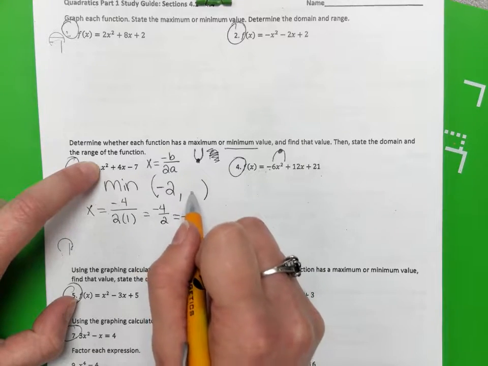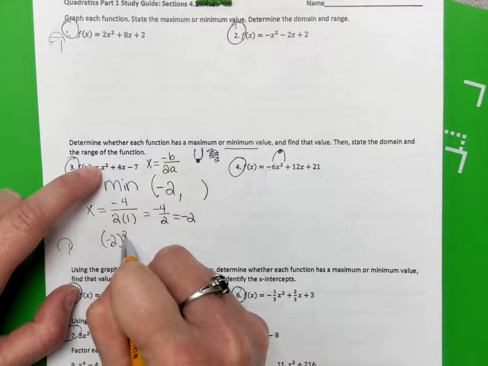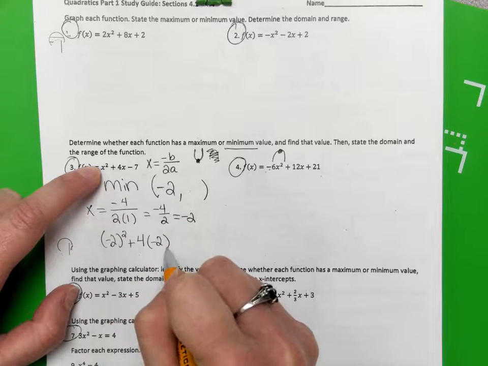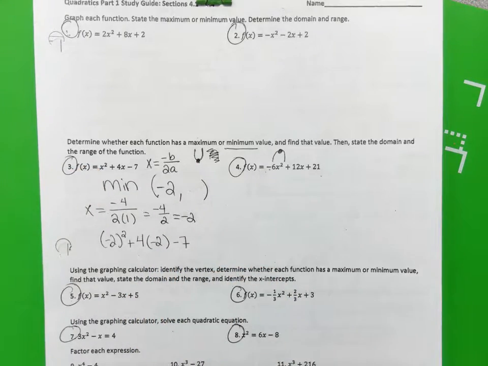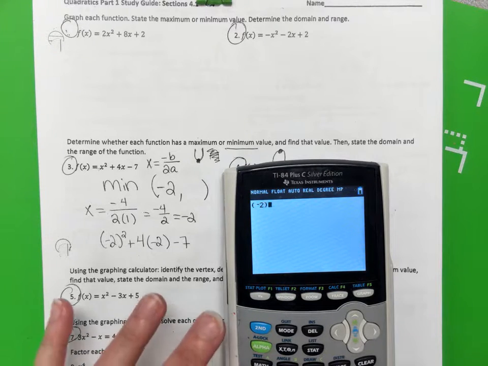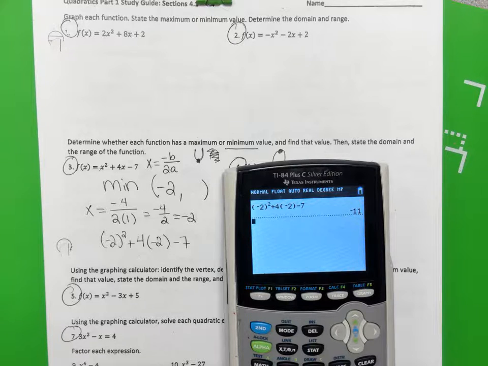All right, so how do we find this y value? We plug in negative 2. So instead of x squared, it's negative 2 squared, plus 4 times x becomes times negative 2, and then minus 7. And then you just literally plug it in. Don't forget your parentheses. Do we put it in y equals? No, just normal, because we're not graphing it. We want to know what it is. Did y'all get negative 11? Not yet. Still writing it down. Try it. Make sure you get negative 11.